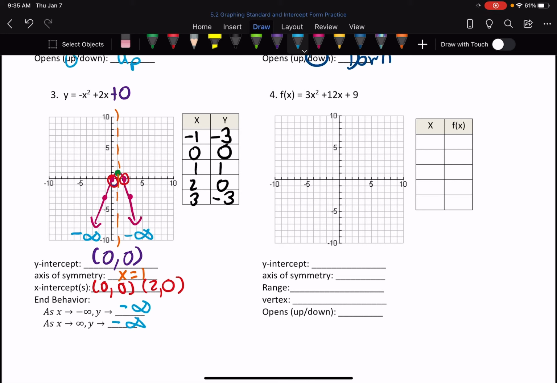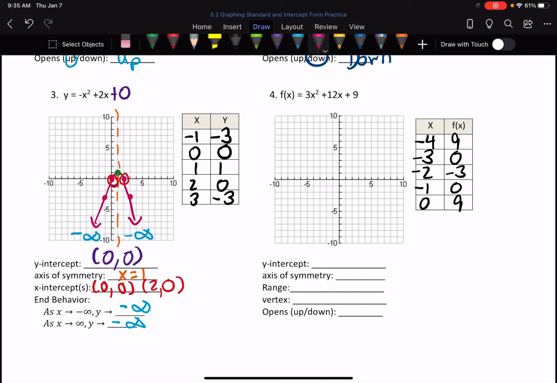Let's start off where x equals -4. So where x equals -4, y equals 9. Where x equals -3, our y value is 0. Where x equals -2, our y value is -3. Where x equals -1, our y value is 0. And where x equals 0, our y value is 9. So let's plot these points.